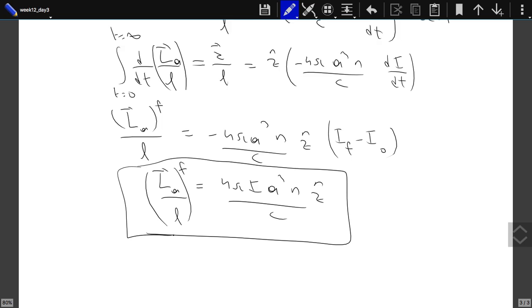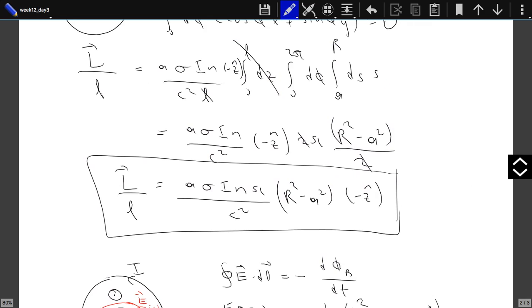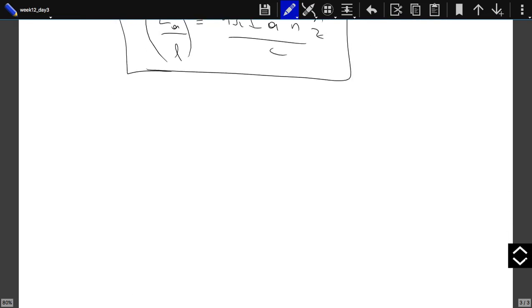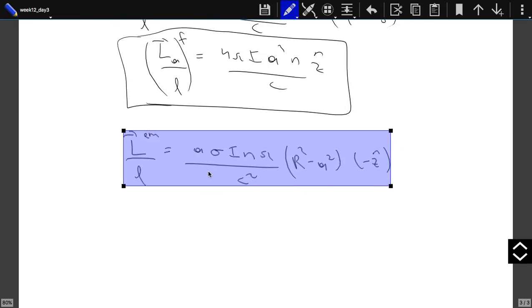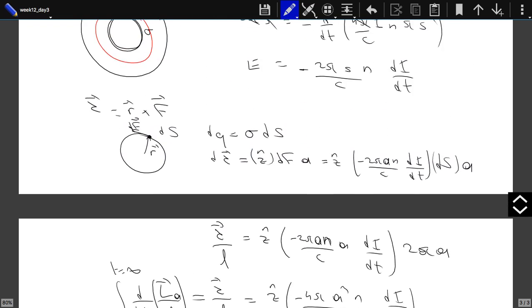Well, you see, we have a problem here that we need to address. Initially, we have the angular momentum per unit length of the electromagnetic field. It was in the minus z hat direction. And since my inner cylinder was not rotating, there is no angular momentum there. This was the total angular momentum of my system initially. And now I have this angular momentum. Sorry, I forgot some factors.